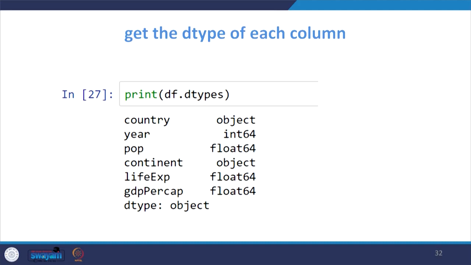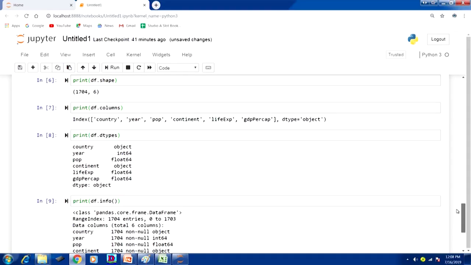Now we will go to Jupyter and run this command. You see line number 8, print df.dtypes. You are getting whatever I have shown in the slide. Country is object, year is integer, population is float type of data, and so on.